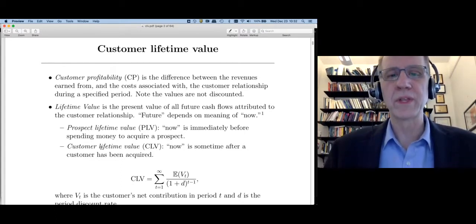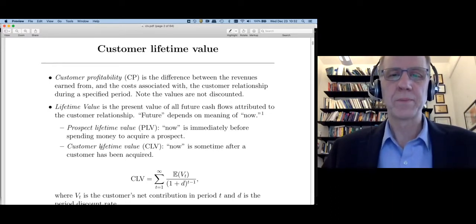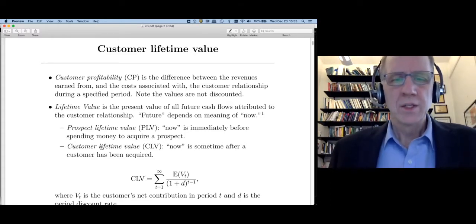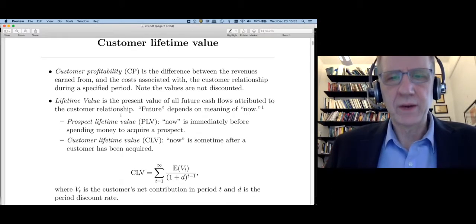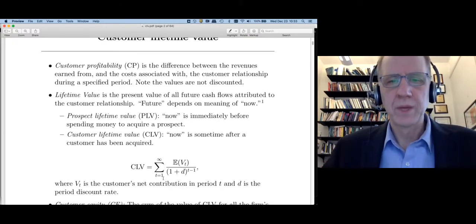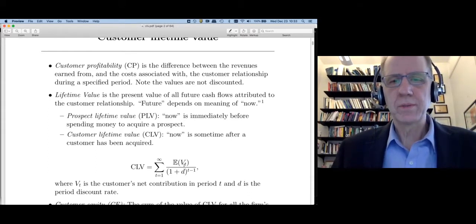That's water over the dam. We've already had those expenditures. We only care about the revenues that are going to come in the future. So if you'd like a formula for lifetime value, we can use the following formula. So V sub T is going to be the net contribution of some customer during period T.